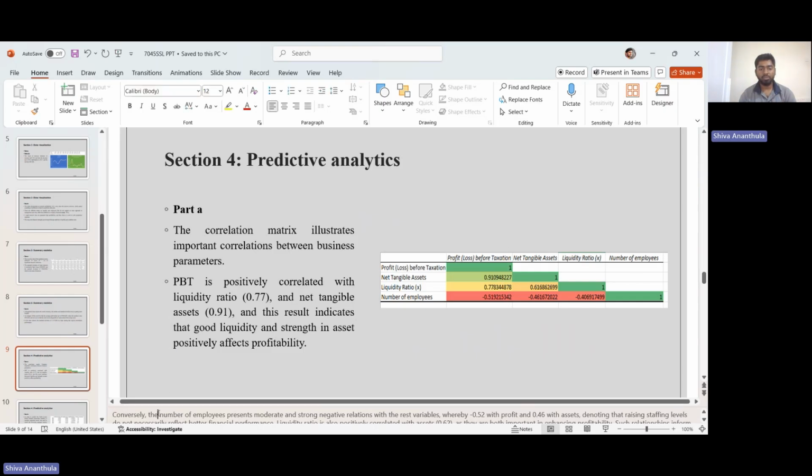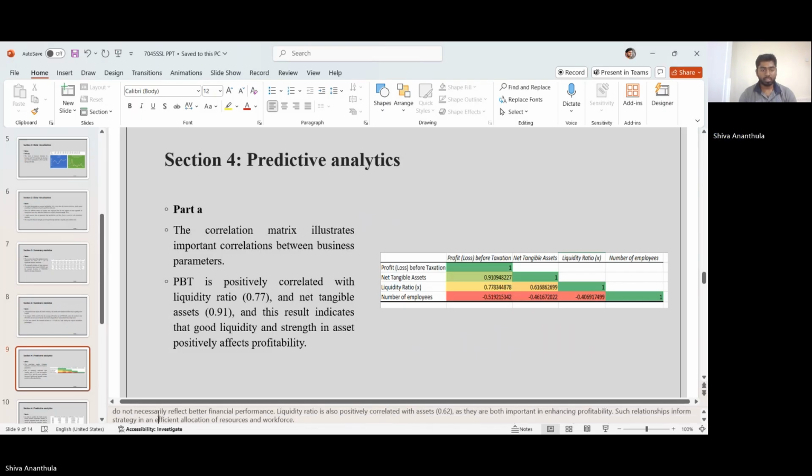Conversely, the number of employees presents moderate and strong negative relations with the other variables, whereby minus 0.52 with profit and minus 0.46 with assets, denoting that rising staff levels do not necessarily reflect better financial performance. Liquidity ratio is also positively correlated with assets at 0.62, as they are both important in enhancing profitability. Such relationships inform strategy in an efficient allocation of resources and workforce.